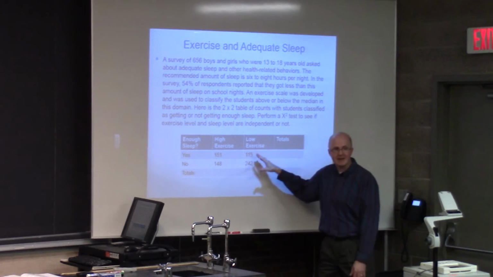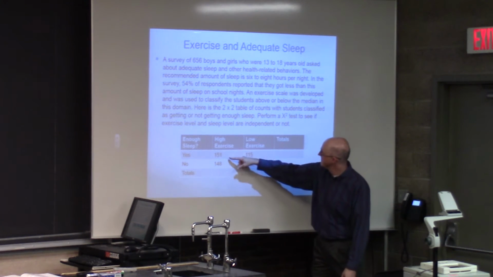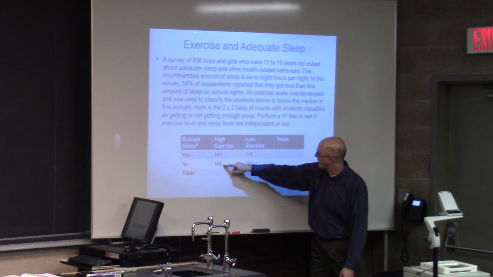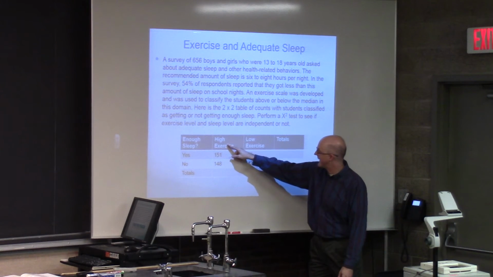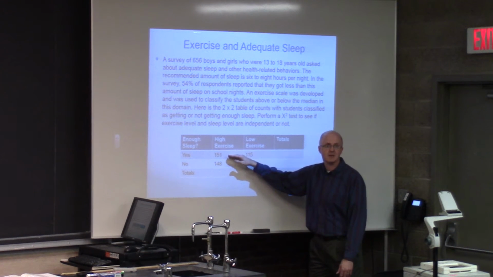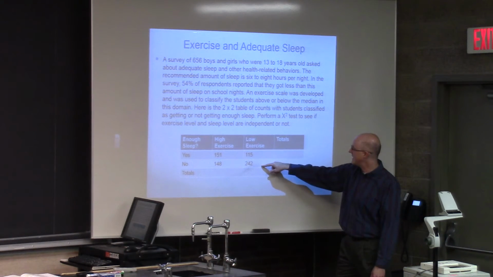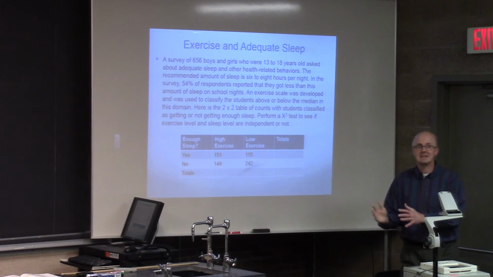Now, with the sample data, there is a definite difference, right? Take a look at these numbers. 151, 148, those are pretty close together. It seems for people who get high exercise, the percentage who get enough sleep, or who claim to get enough sleep, is pretty close to 50% in both cases. On the other hand, for people who say they have low exercise, definitely a fairly large proportion of them are not getting enough sleep. So on the surface here, it does seem like there is a difference.